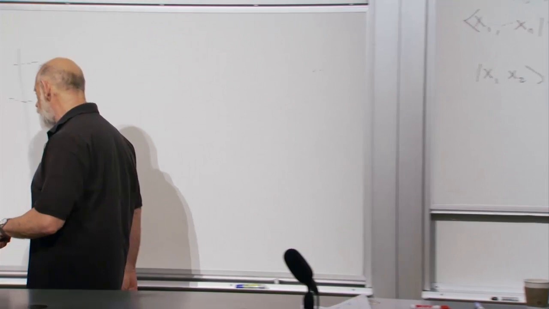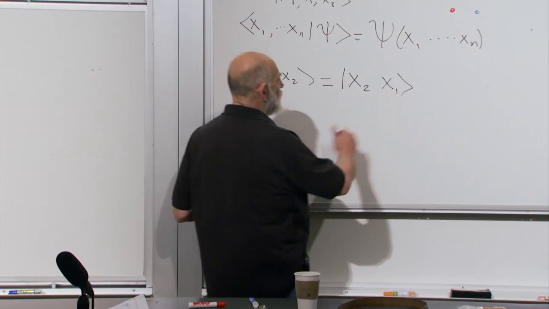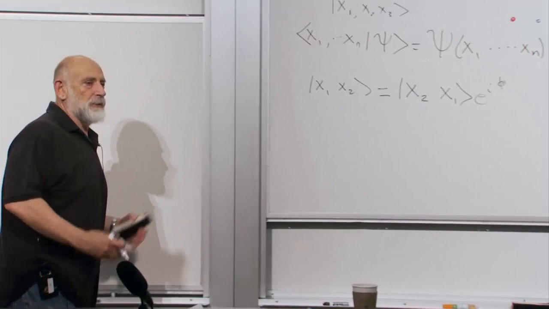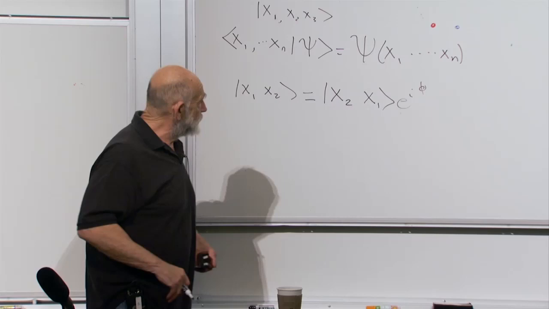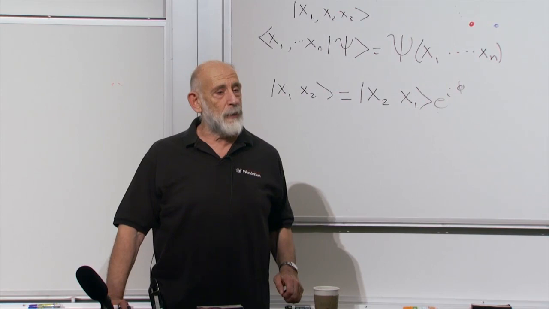Some numerical number, which is a pure phase, let's write it e to the i phi of some sort. Well, phi is just a fixed number. It's possible that when you interchange two particles, the wave function should pick up a phase. On the other hand, supposing you do it twice.